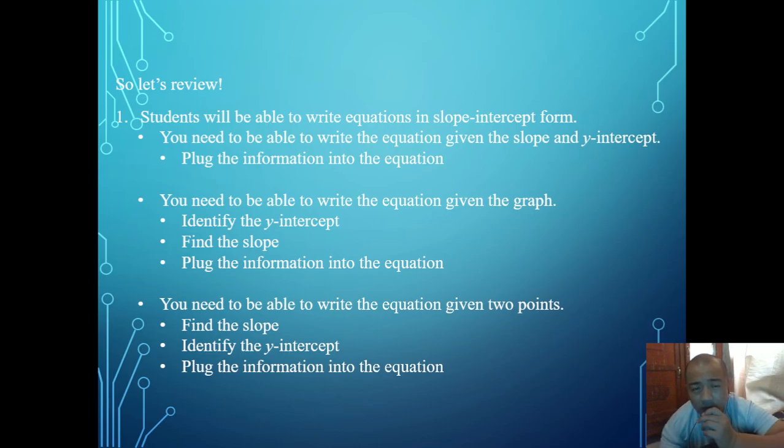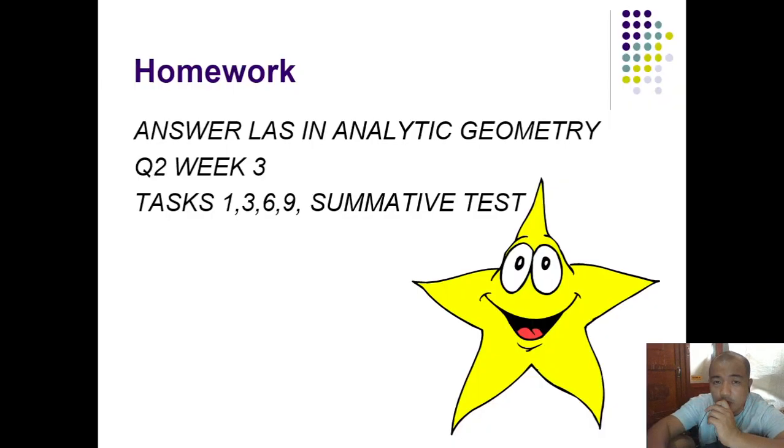Students will be able to write the equation in slope-intercept form. You need to be able to write the equation given the slope and y-intercept. Plug the information into the equation. And then also, you need to be able to write the equation given the graph. Find the slope, plug the information into the equation. And you need to be able to write the equation given 2 points. Find the slope, identify the y-intercept, plug the information into the equation.